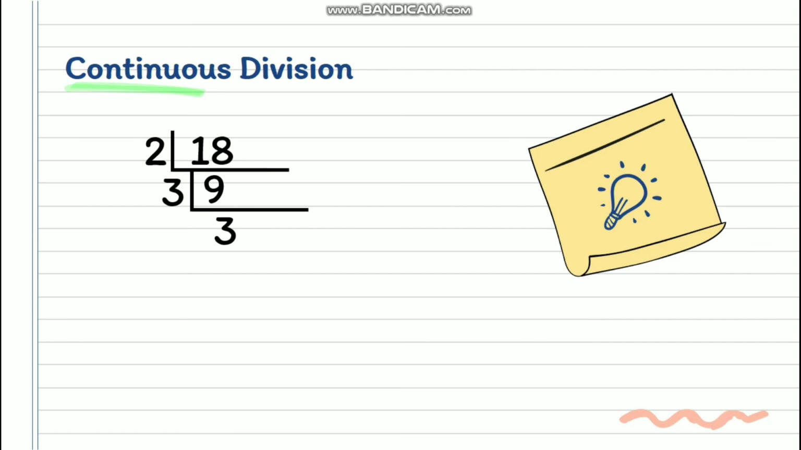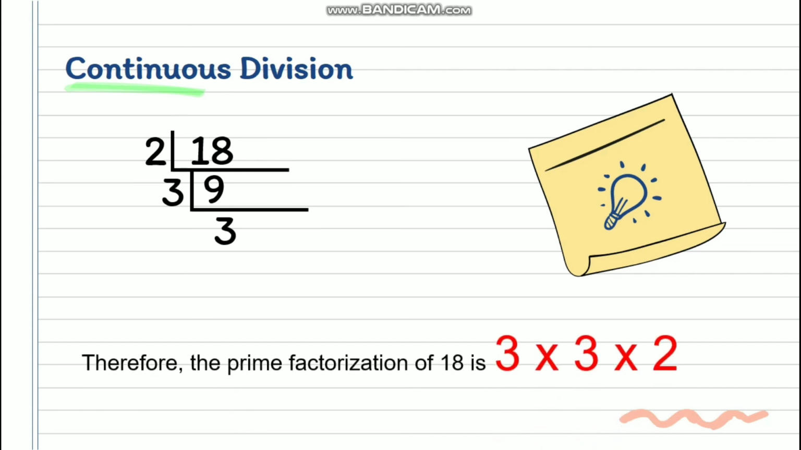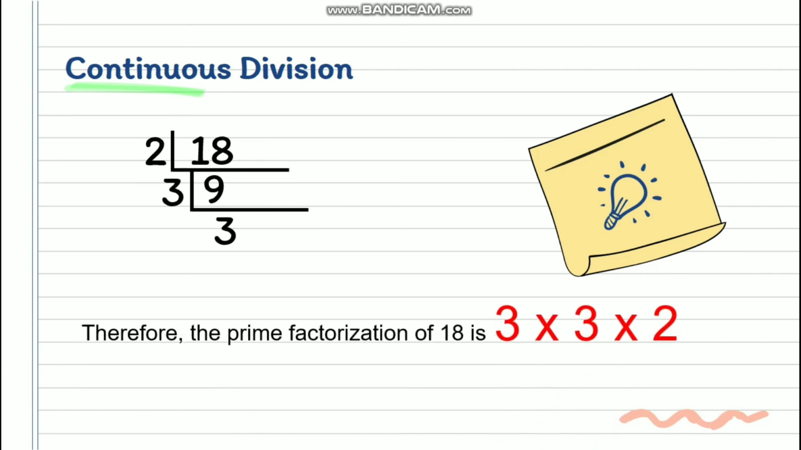And so the numbers outside the division bar are the prime factors of 18. Therefore, the prime factorization of 18 is 3 times 3 times 2. And if you can still remember, we have the same answer using the factor tree method earlier. Okay, let's have 2 more examples.